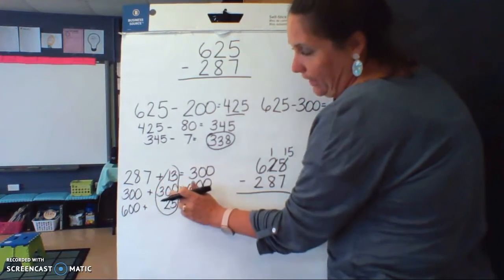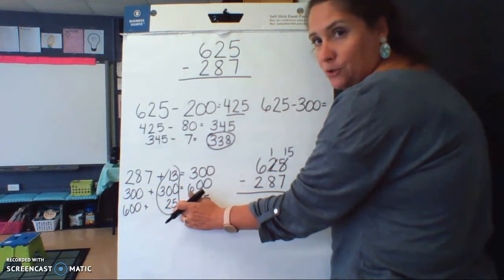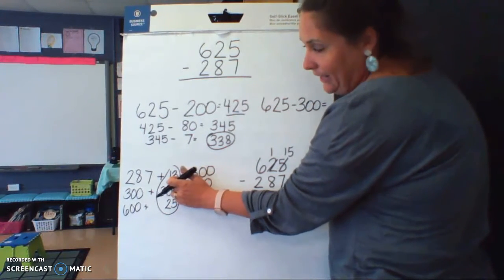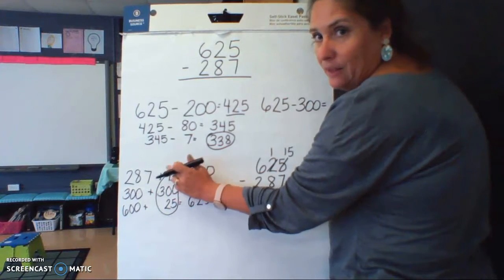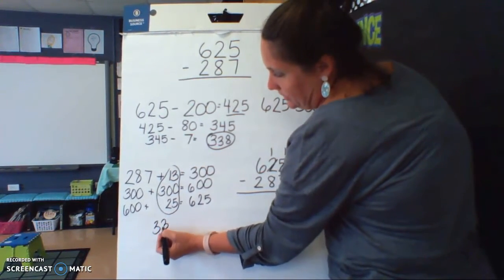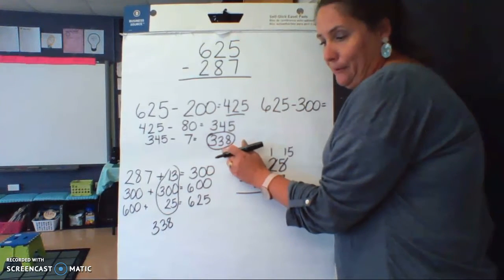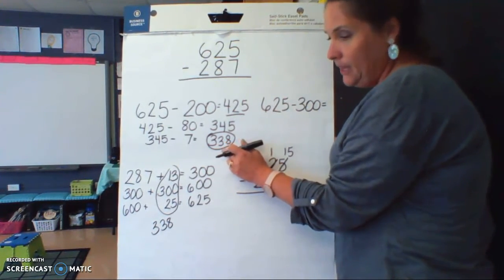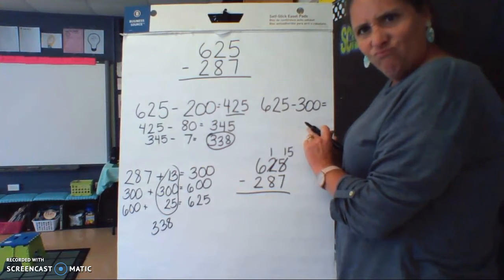When you do that, 300 plus 25 is 325. And then 325 plus 10 more is 335. And then plus 3 more is 338, which is exactly what we got right up here. So there's another way you could work out this problem. But let's look at this one.